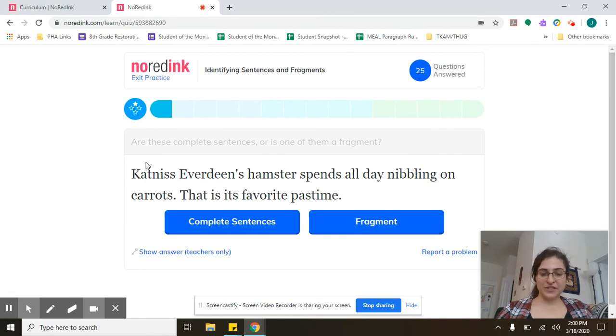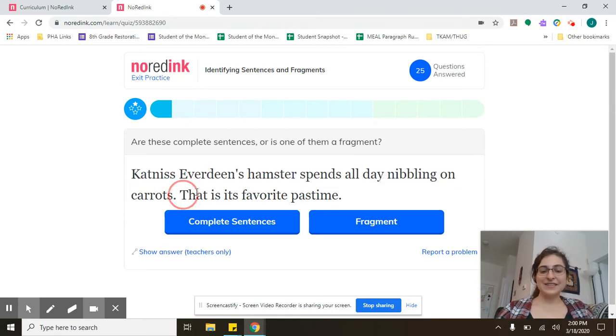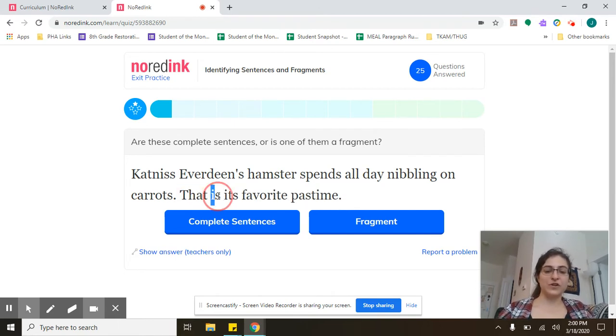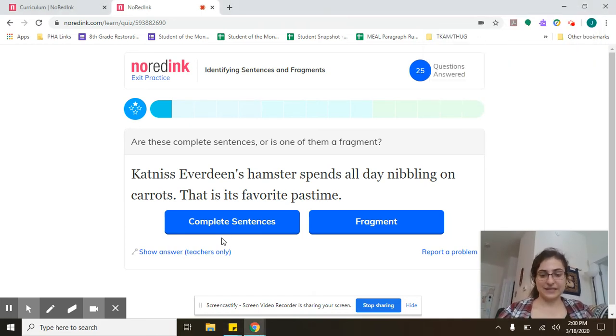"Katniss Everdeen's hamster spends all day nibbling on carrots." That makes sense. "That is its favorite pastime." Now, this gets a little tricky. We've got a verb following "that." "That is." So now "that" is acting as the subject. So I'm going to put on our sheet that "that" is generally a fragment, but here it becomes a complete sentence.